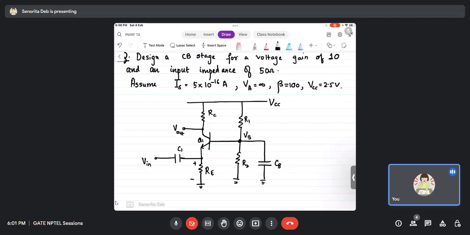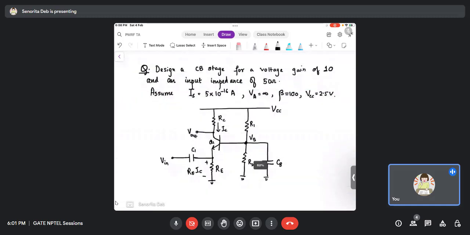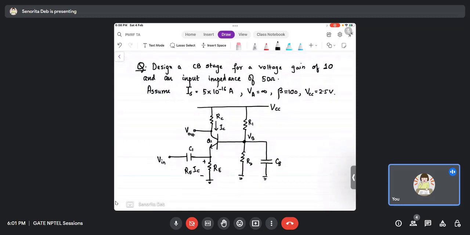So the drop across RE will be, if the current flowing through RC is IC, I'm considering the drop across RE will be RE times IC. Okay. So please note this question down. I'm giving you 1 minute for this. After that, we will start solving it. We have to go step by step in this. Okay. So please take a note of this first.